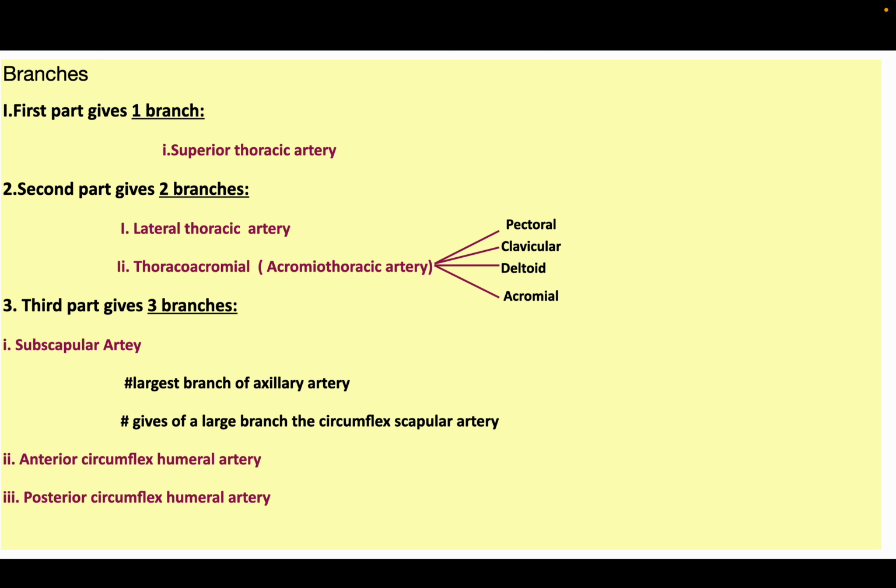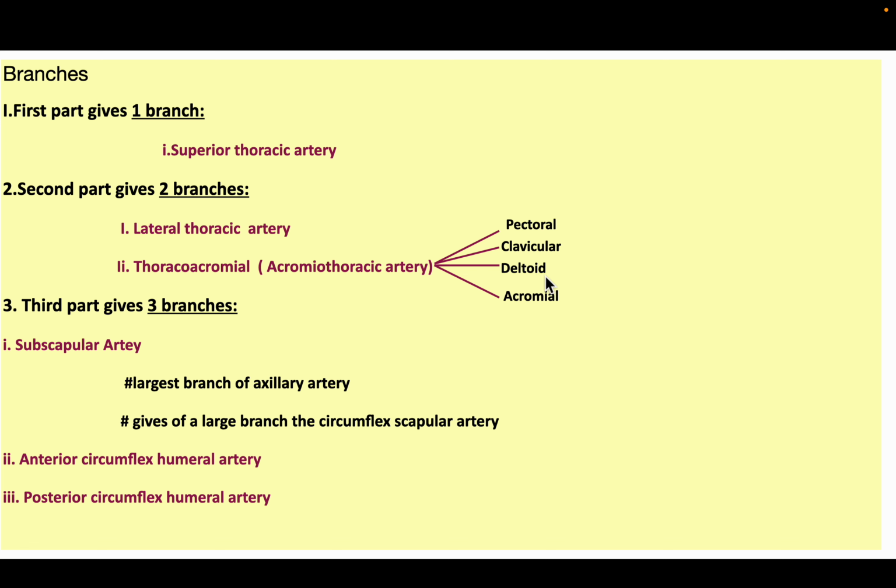Now coming to the branches of the axillary artery. The first part is giving one branch, second is giving two branches, third is giving three branches. The first part is giving superior thoracic artery. Second part is giving lateral thoracic artery and acromiothoracic artery. This acromiothoracic is further giving these four branches: pectoral, clavicular, deltoid and acromial.